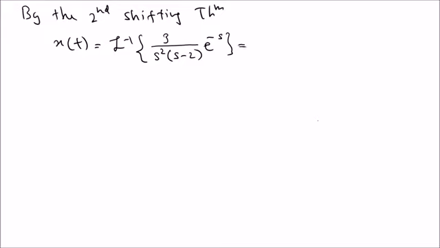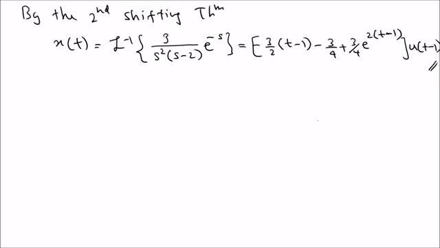So we get the function first. This is the function. You replace t with t minus 1. Negative 3/4, there is no t here, and then plus 3/4 e^(t minus 1), and then everything multiplied by the Heaviside function u(t minus 1). So that is the final answer for that problem.